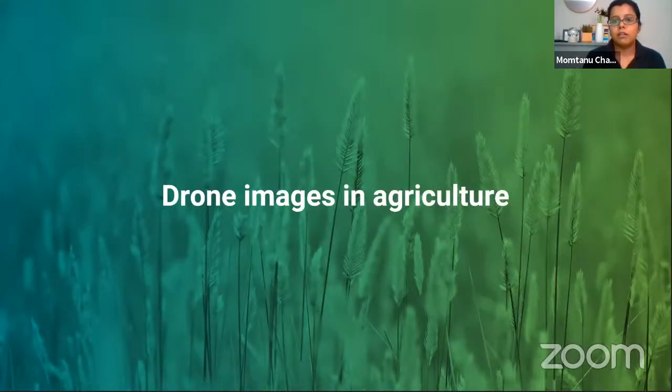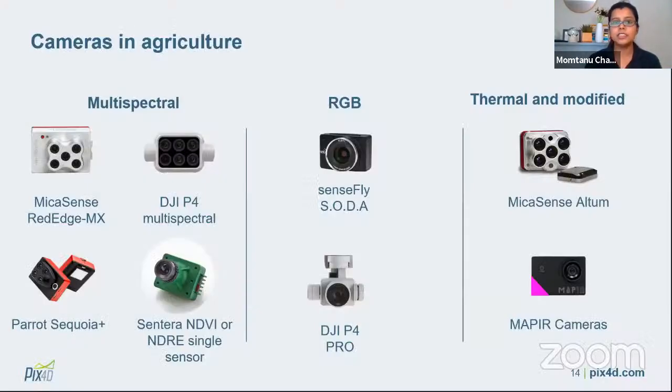So what kind of drone images do we use in agriculture? Mostly it's multispectral images. We also use RGB images. Some people use thermal and modified cameras. Multispectral cameras have, in one sensor, 4 or 5 cameras. Each camera has one band, so you get several bands with one camera.